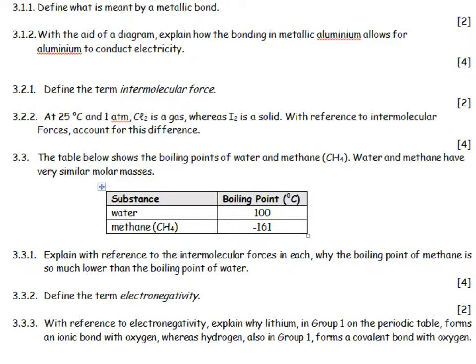Define what is meant by a metallic bond. You can't just say it is the bond between two metals. You're in grade 11, you need to be a little bit more specific than that. You need to talk about the positive kernels and the sea of delocalized electrons.